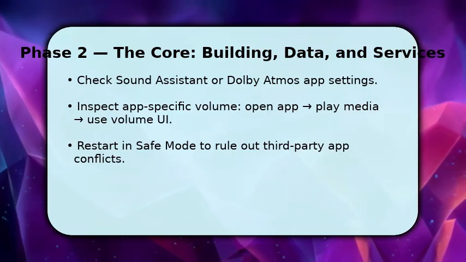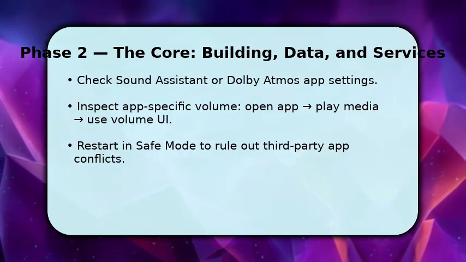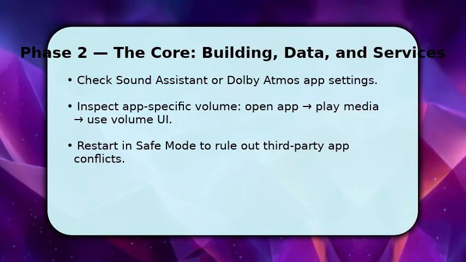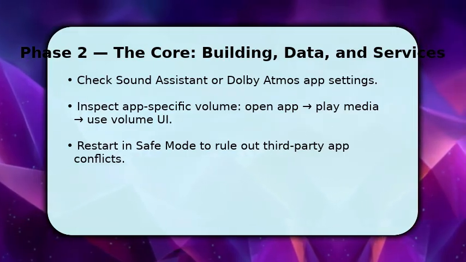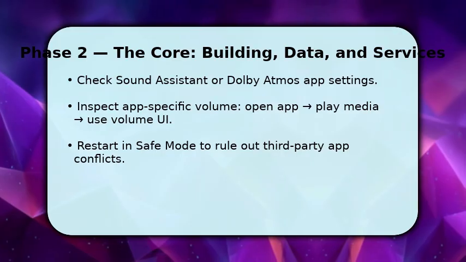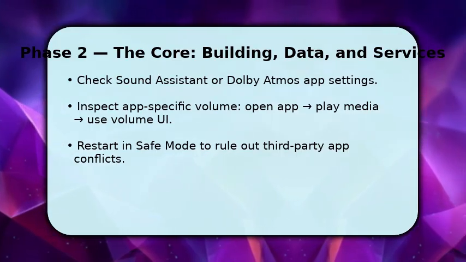Then, play audio in the Target app while adjusting the on-screen volume slider to verify the app level matches system media volume. If irregular, reboot into safe mode to see if a third-party app is overriding audio.